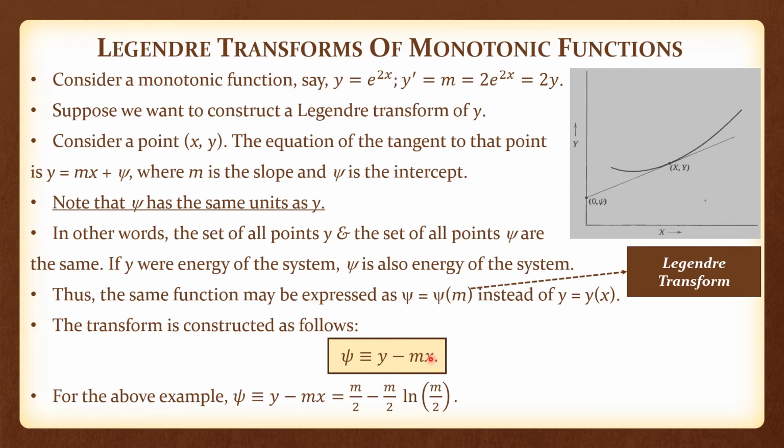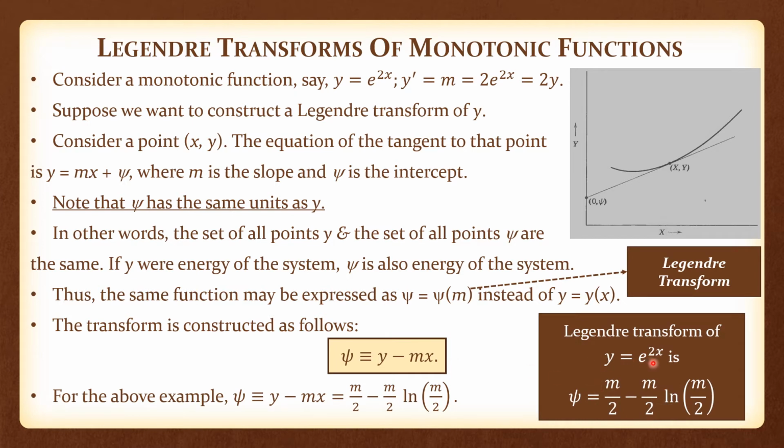Now I have to express x as a function of m. For that I can use this expression, m by 2 is e power 2x. Now I take ln on both sides. Ln of m by 2 is 2x. So x is half ln m by 2. So that's what I have done. So now I have a unique function psi is equal to psi of m, and this is my Legendre transform. Very simple. Y minus mx, that's it.